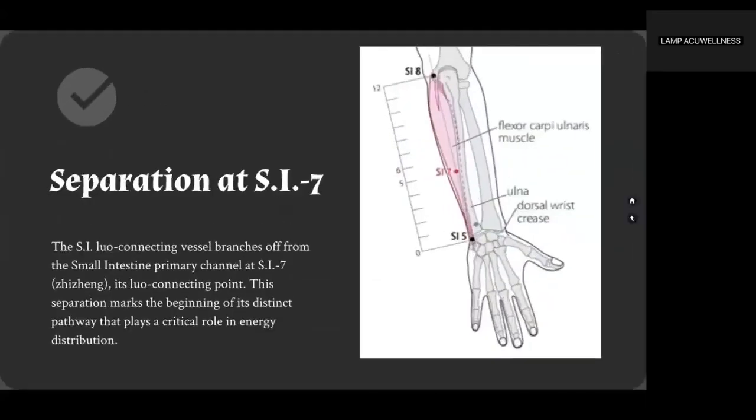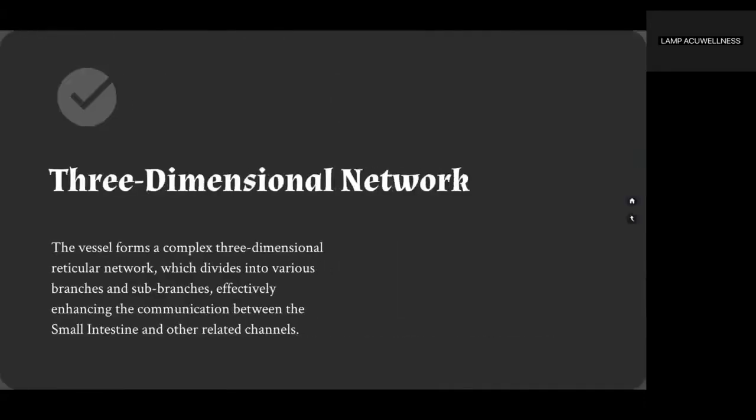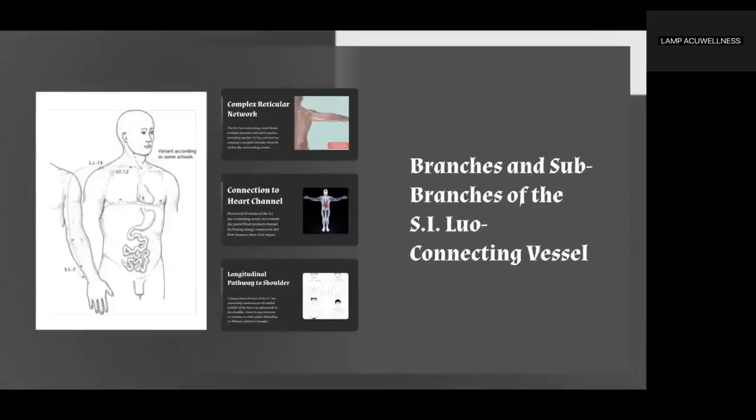The SI Luo-Connecting Vessel branches off from the small intestine primary channel at SI7, its Luo-connecting point. This separation marks the beginning of its distinct pathway that plays a critical role in energy distribution. The vessel forms a complex three-dimensional reticular network which divides into various branches and sub-branches, effectively enhancing the communication between the small intestine and other related channels.